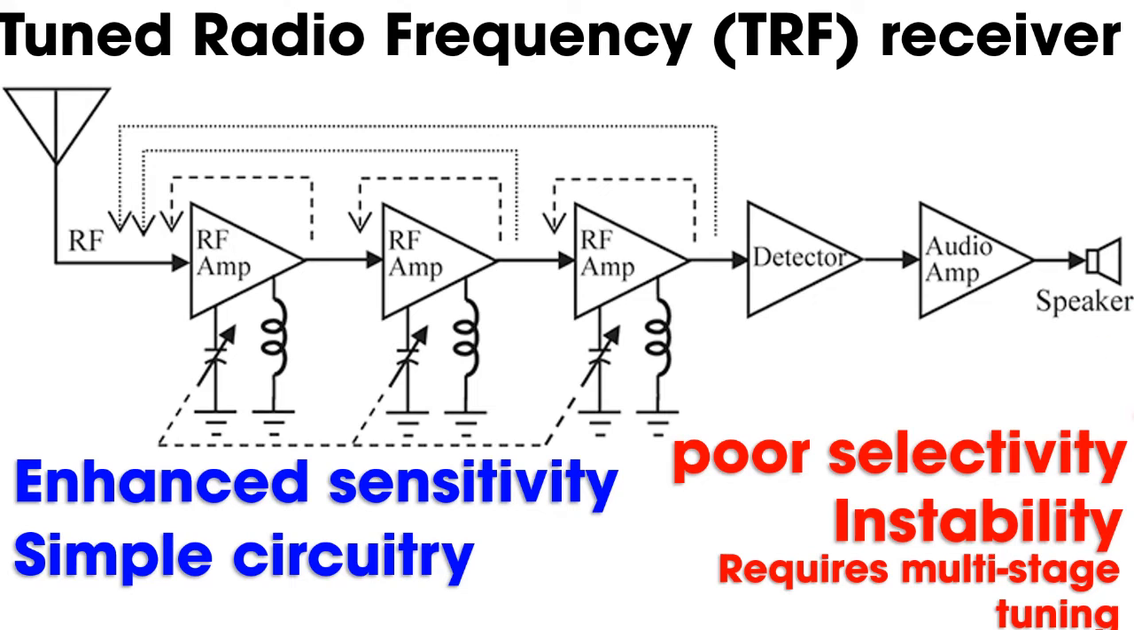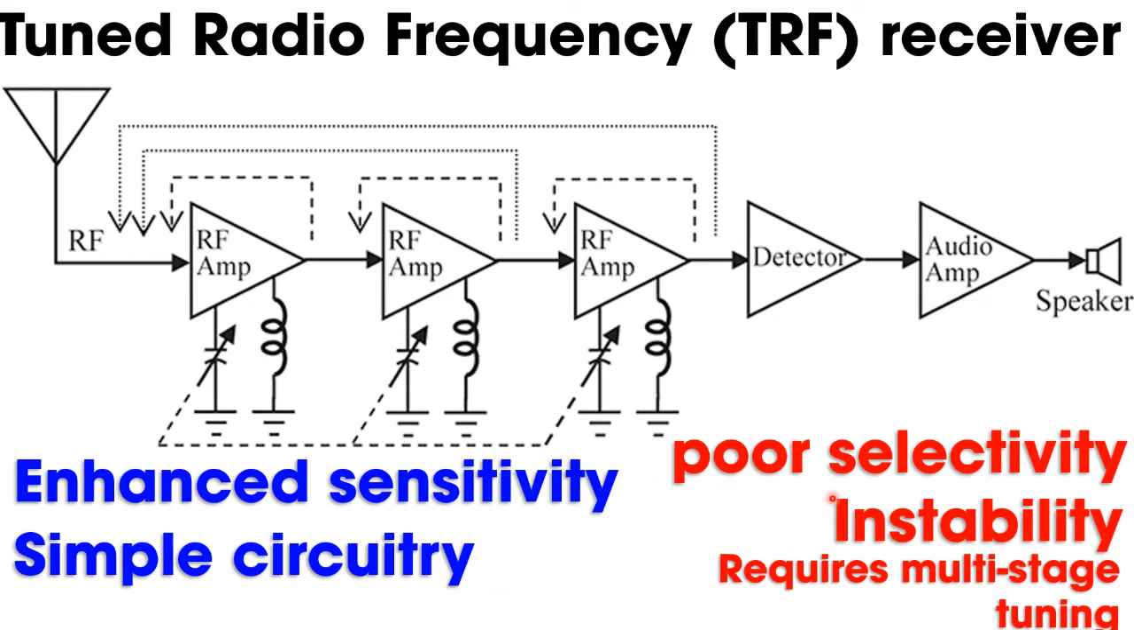And it has two inherent advantages. The first advantage is enhanced sensitivity, meaning that it covers a wider range of frequencies. And the second one is very obvious. It is evident that this circuitry is very simple. It just consists of three RF amplifiers, a detector, an audio stage, and then all the way to the speaker, which converts the signal into sound waves.